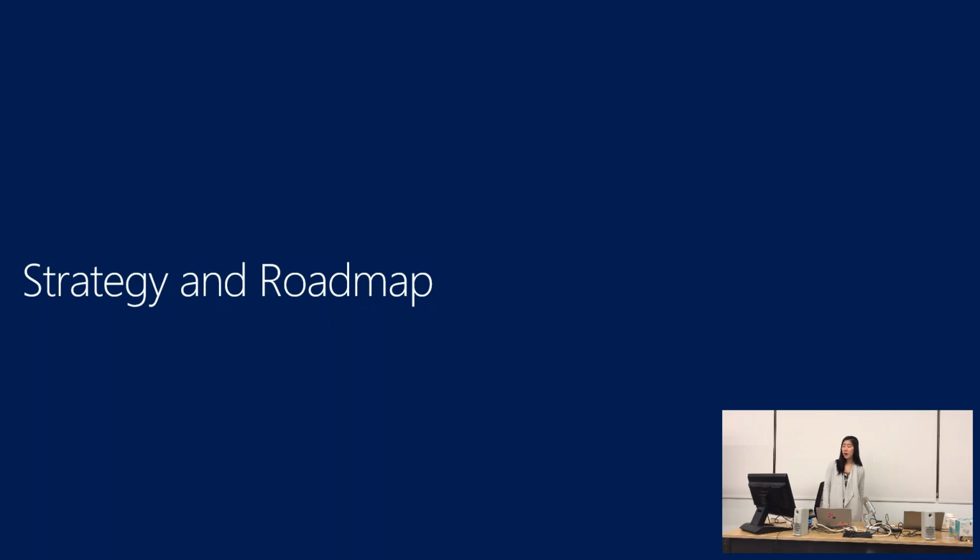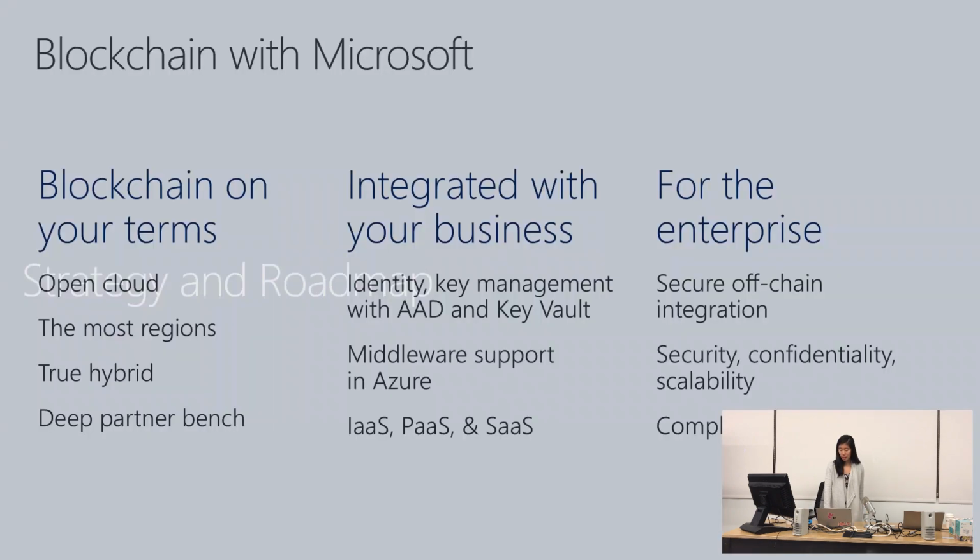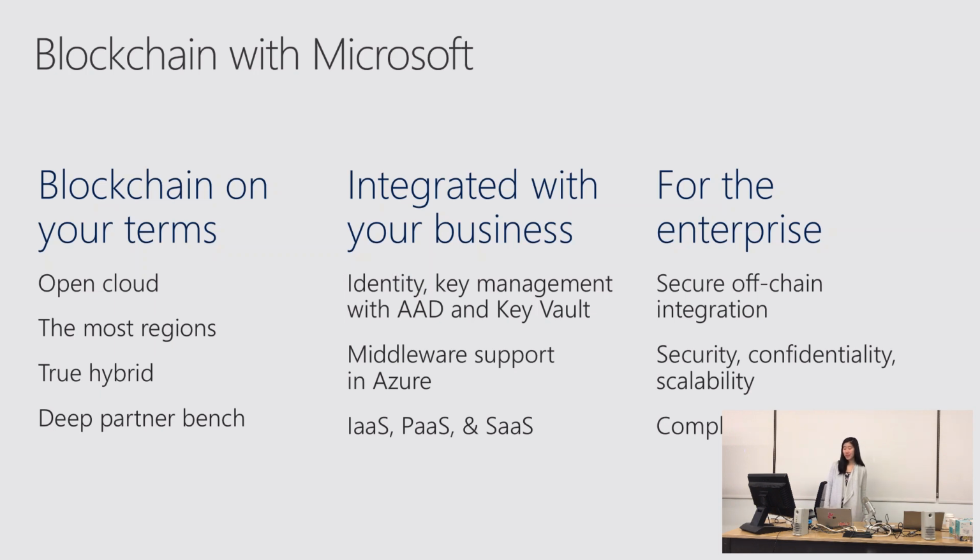So I'm going to talk a bit about our strategy and our roadmap and how we're solving these issues. With Microsoft, we have 3 pillars. We have blockchain on your terms, integrated with your business, for the enterprise. Blockchain on your terms is really about making it an open marketplace scenario, where we have this open cloud mindset. We have a lot of regions. We have lots of partners that we work with to really figure out with the customers, what is your use case scenario? It can be very specific. You can pick and choose what fits your needs the most.